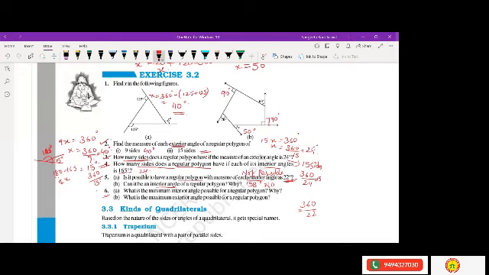Which is the smallest regular polygon? Ma'am, I think square. Is there anything smaller than a square? No, ma'am, triangle. Regular polygon. So which triangle is regular? Which is the regular triangle? Equilateral triangle, ma'am.